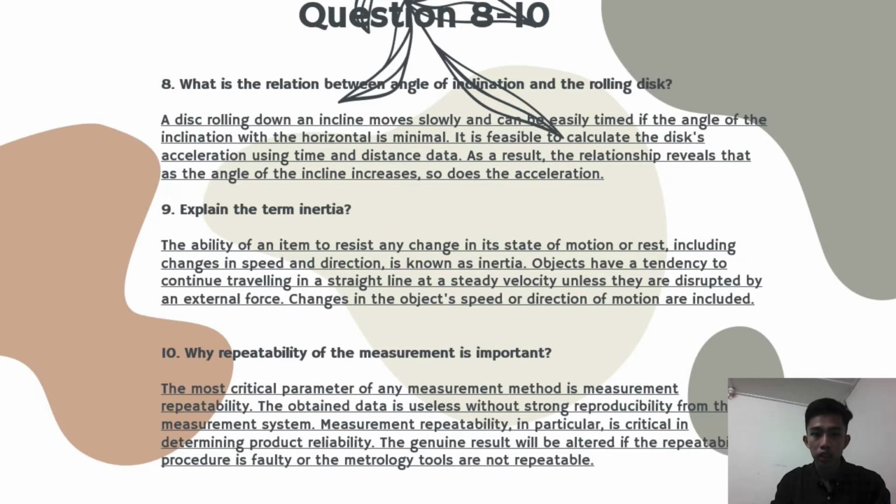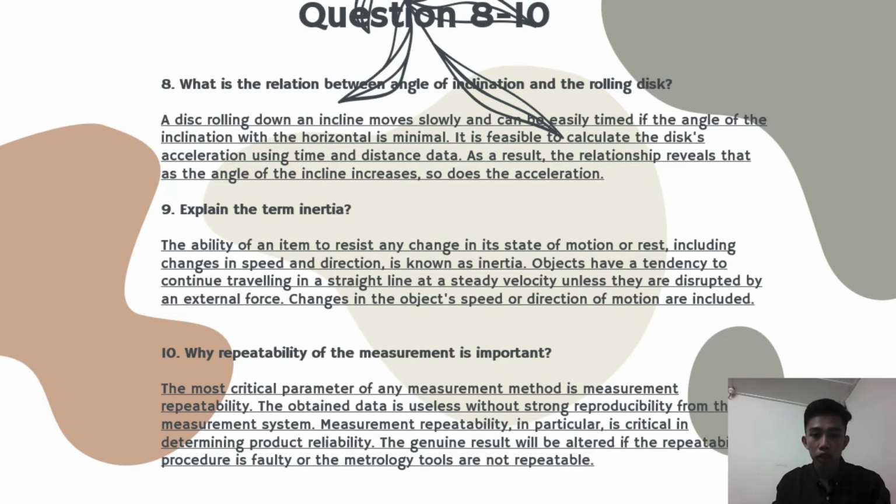Number 9. Explain the term inertia. The ability of an item to resist any change in its state of motion or rest, including change in speed and direction, is known as inertia. Objects have a tendency to continue traveling in a straight line at steady velocity unless they are disrupted by an external force. Changes in object speed or direction of motion are included.